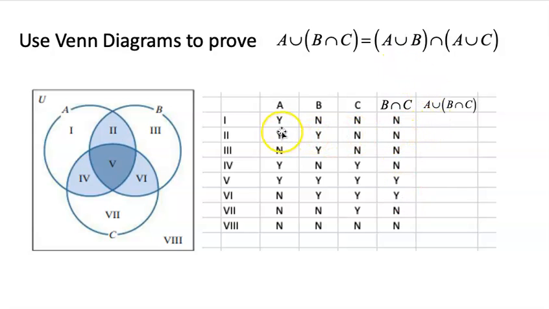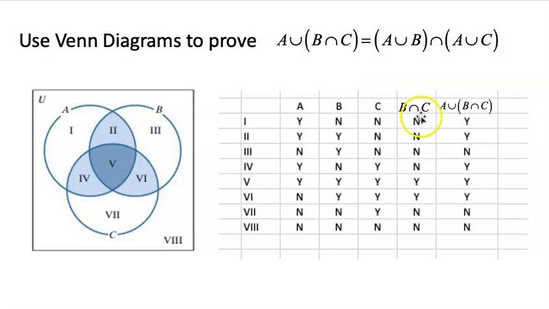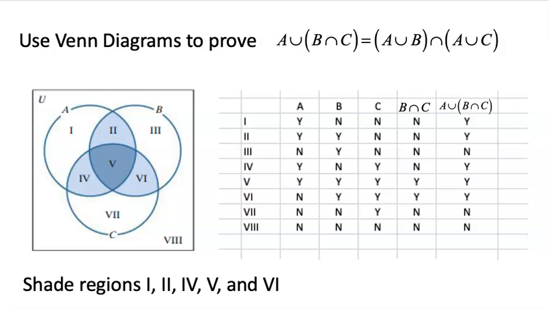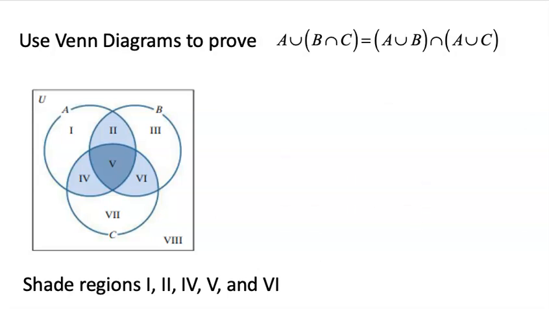So where are my no-nos? 3, 7, and 8. Notice 3, 7, and 8 are the no-nos, so that is not in the union. So to construct the Venn diagram, I will shade regions 1, 2, 4, 5, and 6. So what is that going to look like when we shade those regions? 1, 2, 4, 5, and 6.